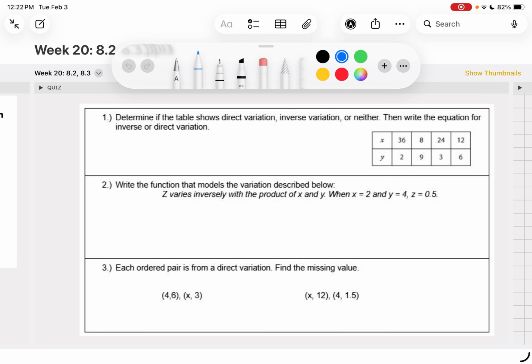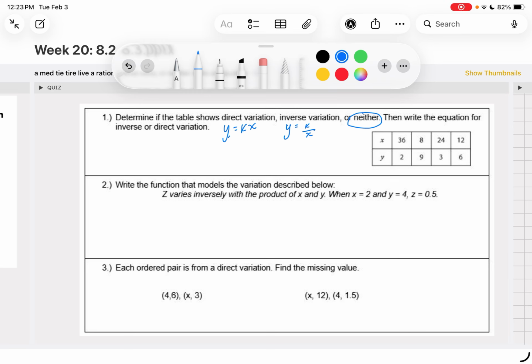So remember the difference between direct and inverse. If I have a direct variation, I can write the relationship as y equals the product of k and x. And that means as x gets bigger, so will y. And on the other hand, if it's inverse, I'm going to have y equals k over x, which is the opposite relationship, or it could be neither, meaning this table doesn't fit either type of relationship.